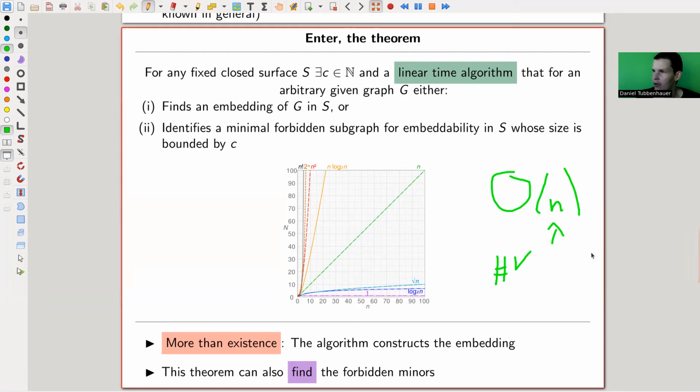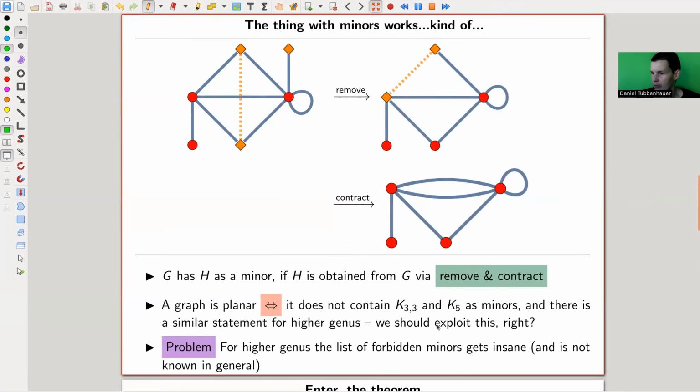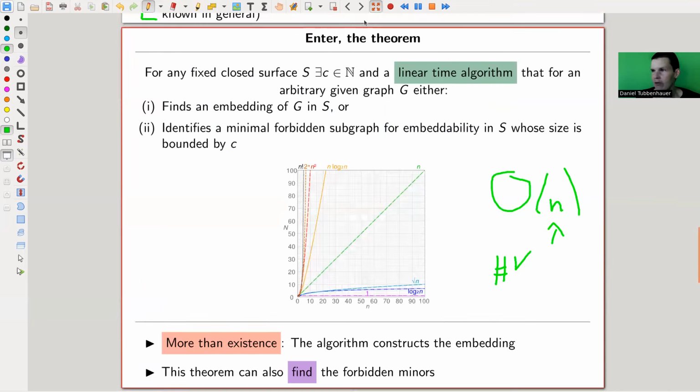So if you ever wonder how to find this list of potential obstructions that I mentioned as a problem for higher genus, you could run this algorithm, and eventually you will find this list of forbidden minors. So it's an absolute breakthrough in, let's say, geometric topology, or topological graph theory, whatever you want to call it. It's just absolutely fantastic, right?